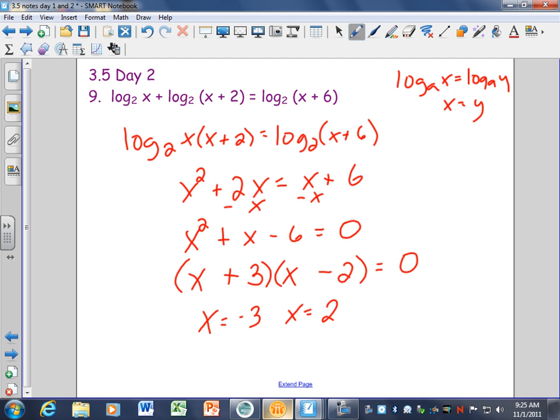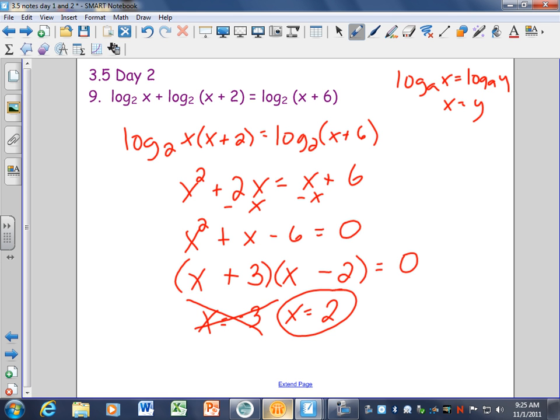Negative 3, when you plug that in for x, that would make that undefined. So that answer would be extraneous. And 2 would work in all of those. So the answer there would just be x equals 2. So make sure you look out for that. Technically speaking, that can happen on any problem. If you plug in a number and you get a negative or 0 for the logarithm, you would have to say that that doesn't work. Okay? Questions about that? That one's not so bad.